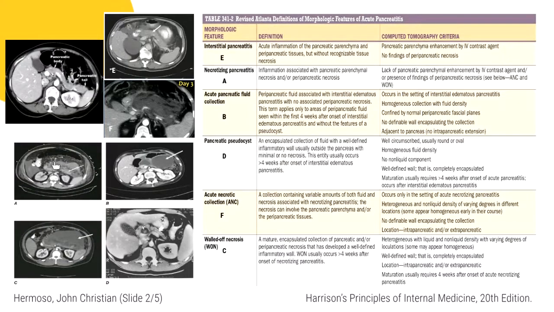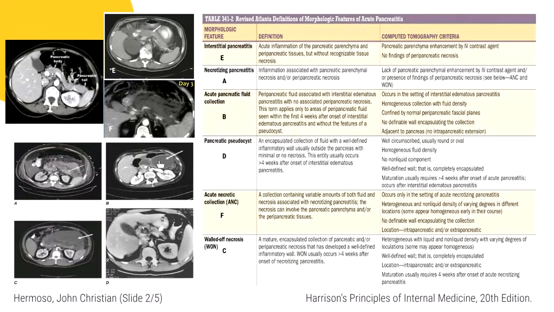Now we look at image A right over here. We see that you can see the pancreatic structure. However, you can see areas of abnormal non-enhancement inside the pancreatic structure, which signify necrosis, thus making this a necrotizing pancreatitis. In image B, you can see a homogeneous collection with fluid density right over here, which is still confined by the peripancreatic fascial planes. But note that there's no necrosis seen in this. So these are findings of a pancreatic fluid collection, which can be seen in the first 4 weeks after onset of interstitial edematous pancreatitis.